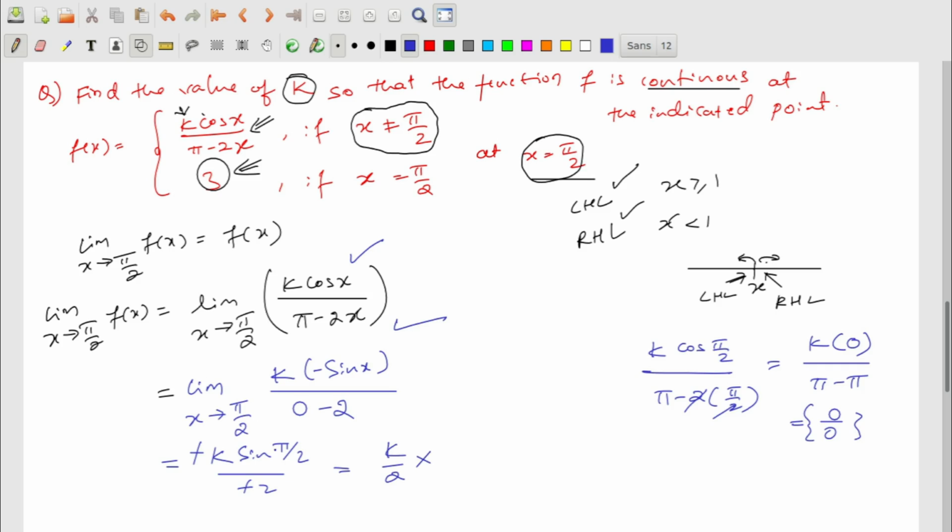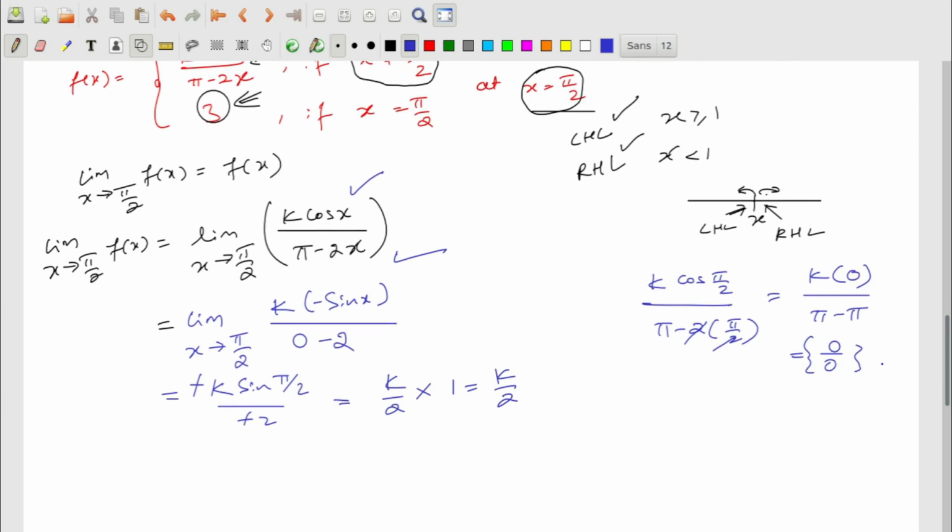into what is sine of 90? Sine 90 is 1, so that is k by 2, right? So that is our limit here. And what is f of pi by 2? f of pi by 2, that is 3 here. Now you equate these two. Equate this k by 2 to 3. So then k by 2 is equal to 3. That gives k is equal to 6 here.